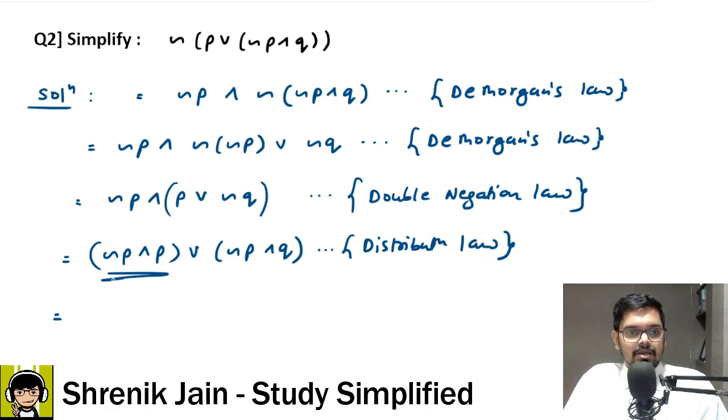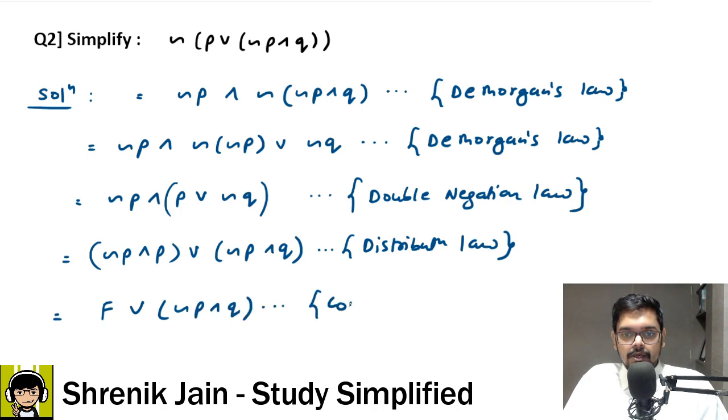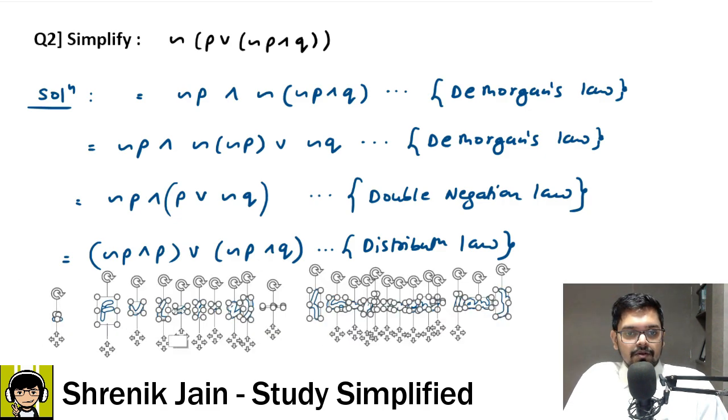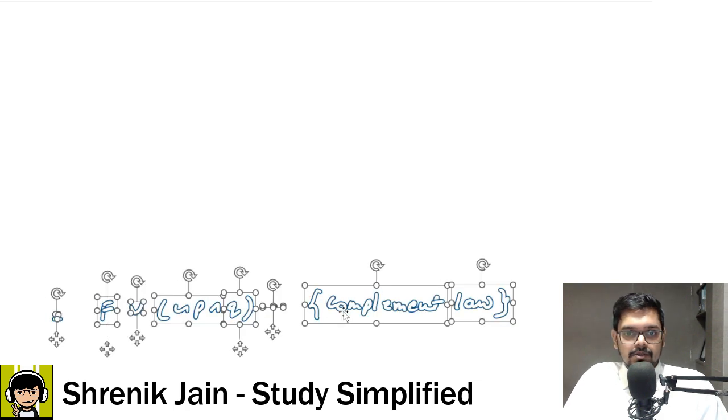Now we can say negation P and P is what? This is the complement law. As per the complement law, one of them would be false, so the result would be false. Correct. And then we have negation P and Q. We have used the complement law. Let us investigate further what can be simplified and what cannot be simplified.